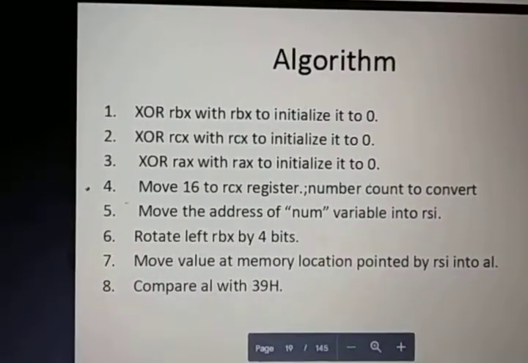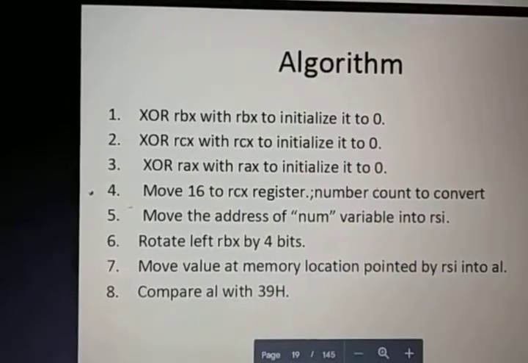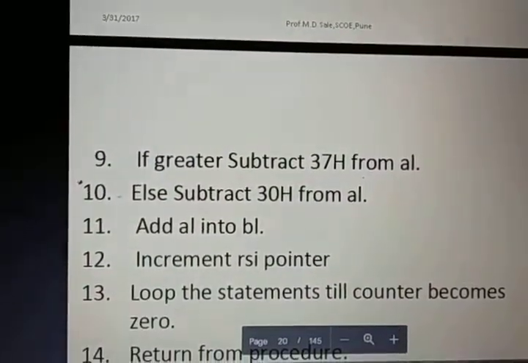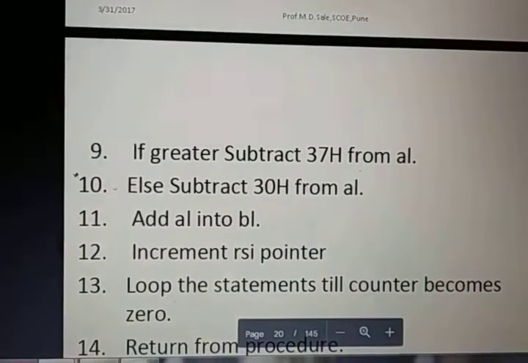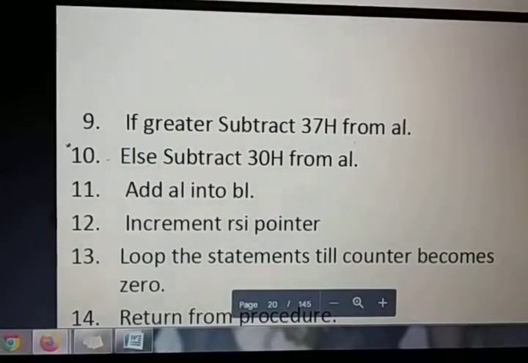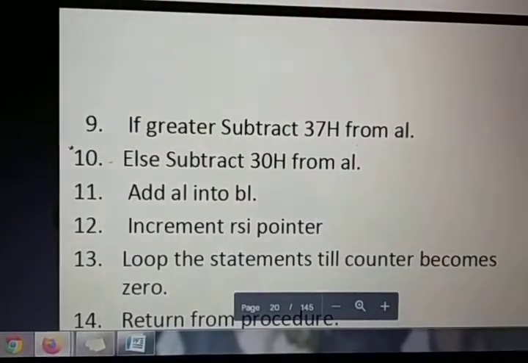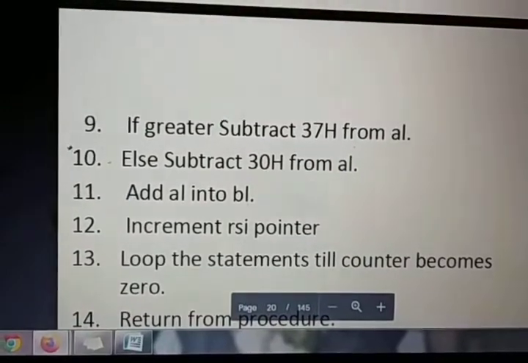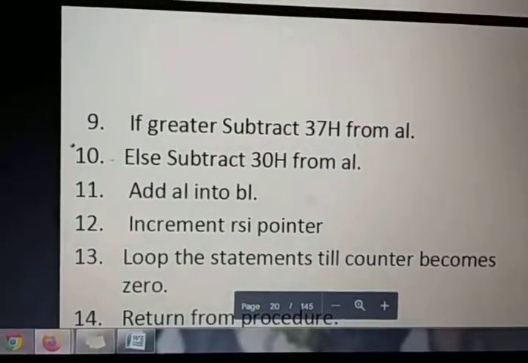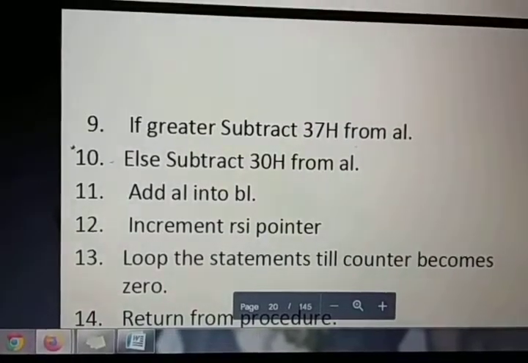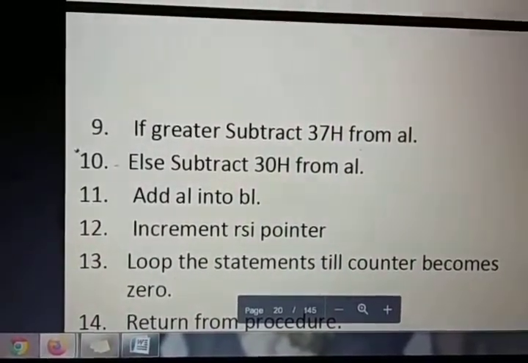So this is the procedure when you convert your ASCII number into a hex number. If greater, subtract 37H from AL, else subtract 30H. So whenever you convert your hex value into ASCII format, at that time you will add 30H. If you want to convert from ASCII to hex, at that time you will subtract 30H from your number. Then add AL into the BL register and increment the RSI pointer. So like that you will convert every number into a hex number.